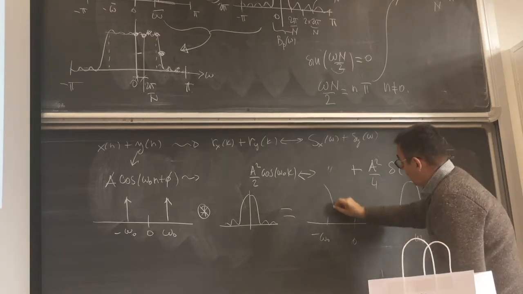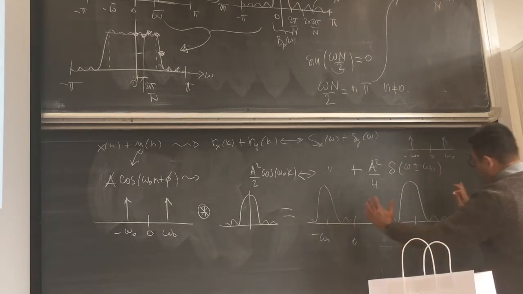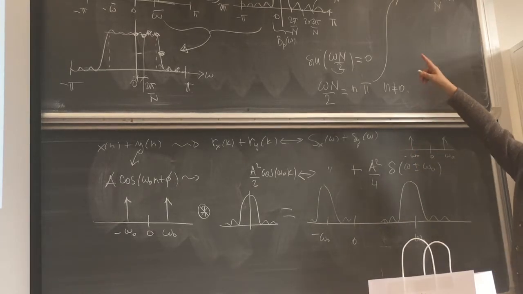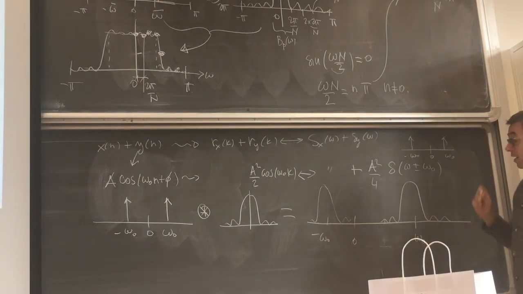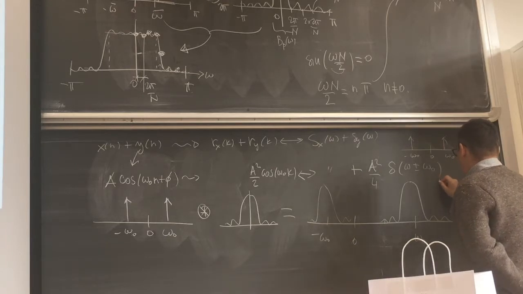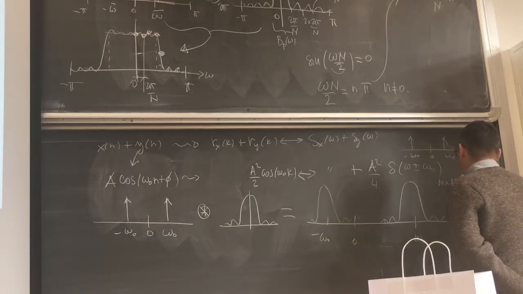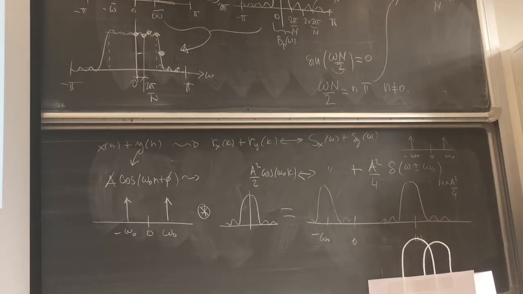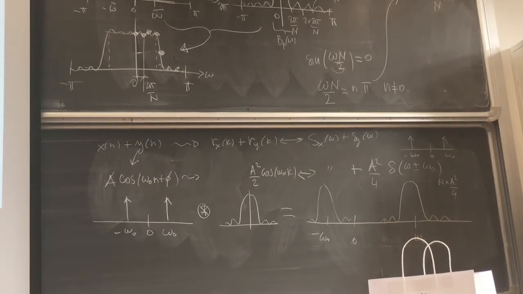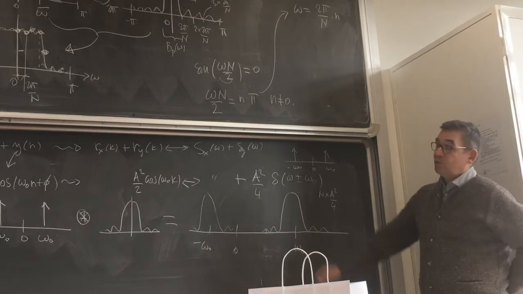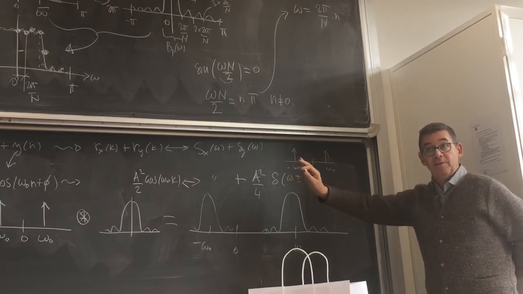And then I have a similar one, but I look at only one. So I put a delta here. I know that the height is N, so the value here is N times A squared divided by 4. That's for the continuous form.